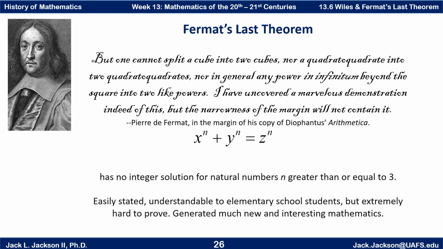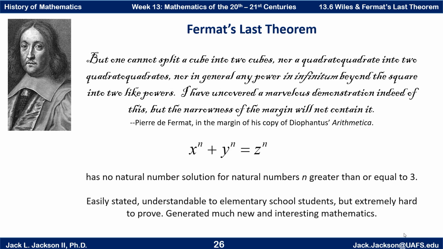It's understandable to elementary school students, but it's extremely hard to prove, and it generates much new and interesting mathematics. This is kind of a remarkable thing because, as soon as an elementary school kid understands what an exponent means as repeated multiplication, and they can understand substituting in variables, you can explain this theorem to them. But yet, it's extremely easy to say, but very, very hard to prove. And so this actually generated a lot of amazing mathematics.